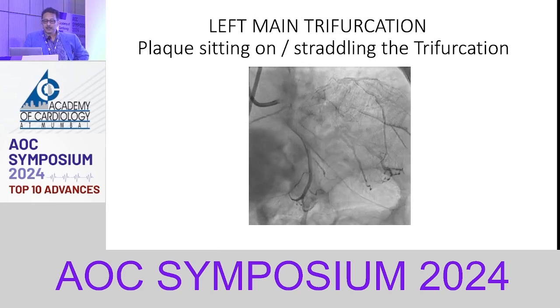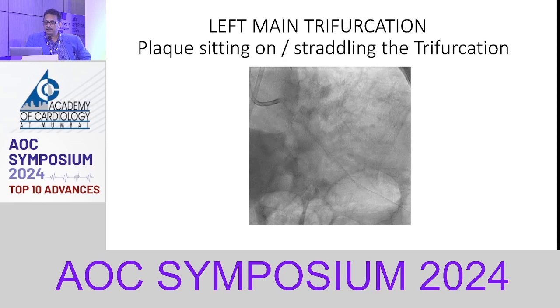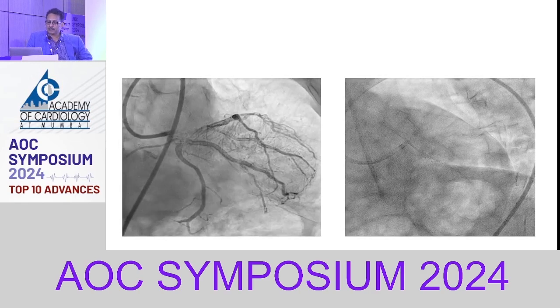This is another patient which was not IVUS guided. This was done about 8 years ago, and there was a plaque straddling the trifurcation. Here also we could get away with one stent at the trifurcation.